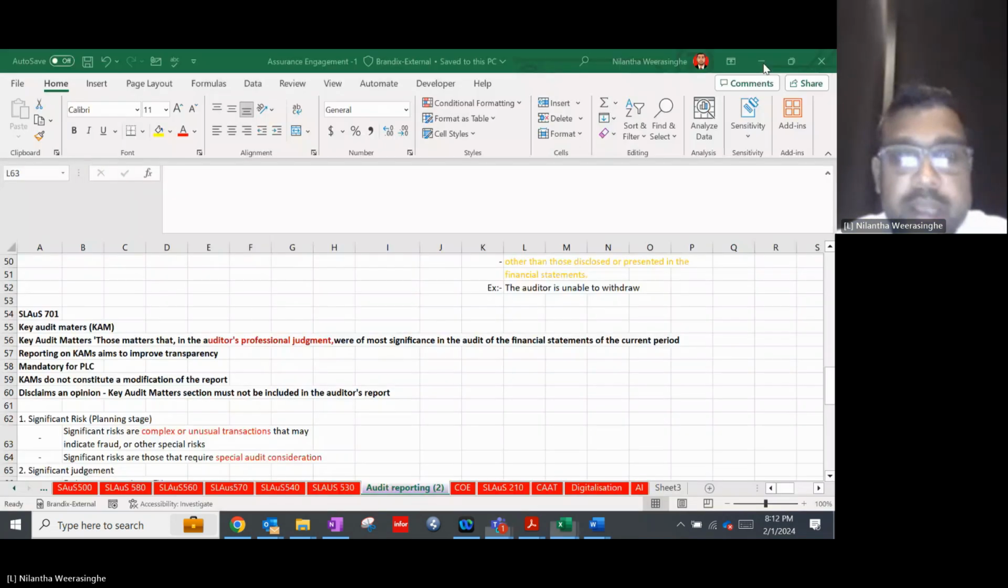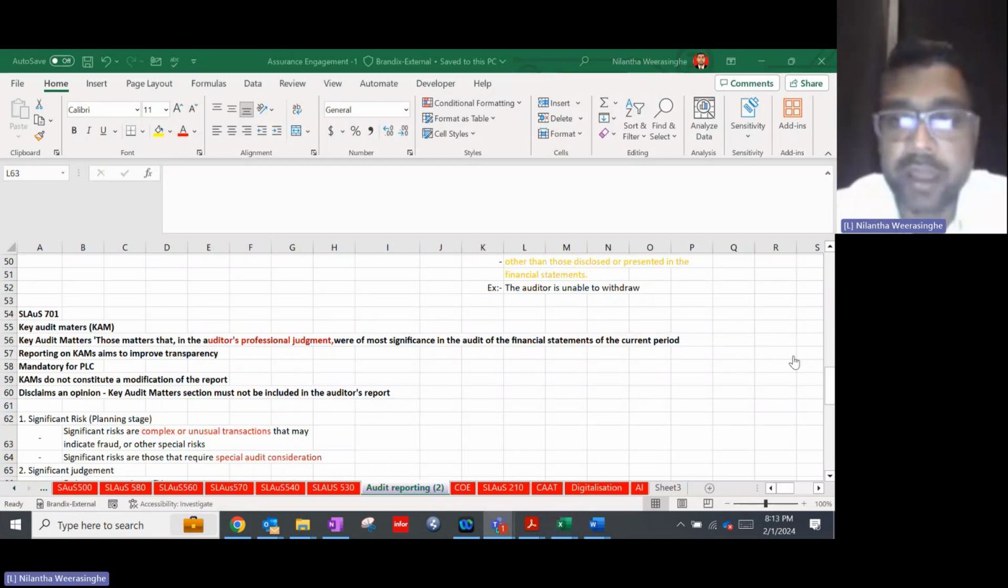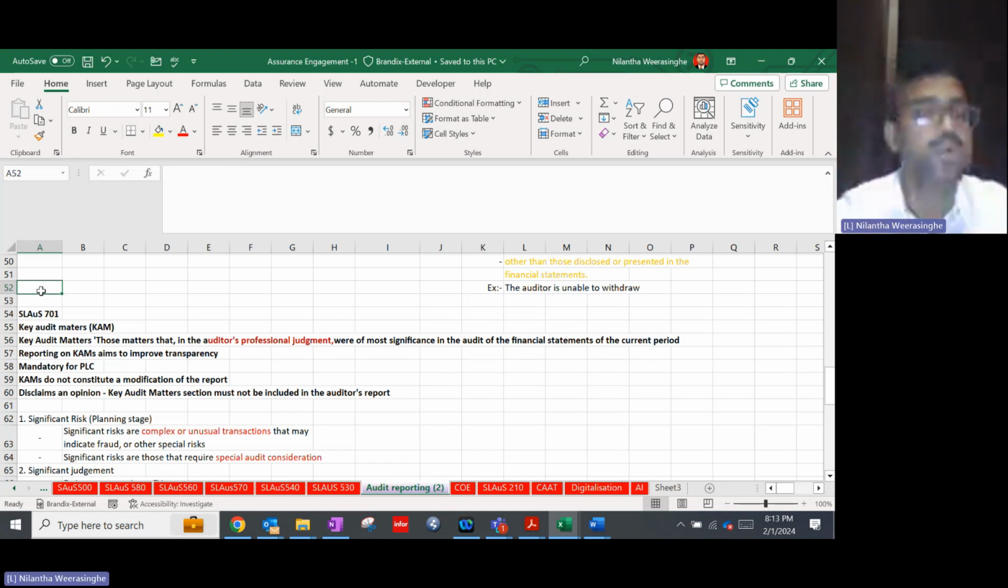Key audit matter. Key audit matter means KAM. You get a KAM here. I'll explain the reason to introduce this standard. Now, if you look at Sri Lanka or the world universally, almost all audit reports are true and fair opinions. It's like no frauds, no errors, no material misstatements in the financial statements. So almost all the audit reports are clean audit reports, in other words, unmodified opinions.